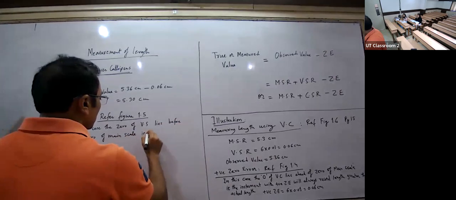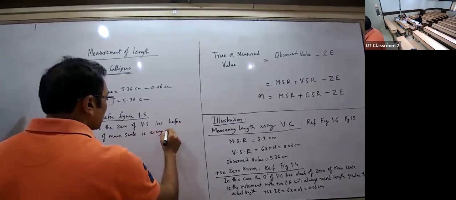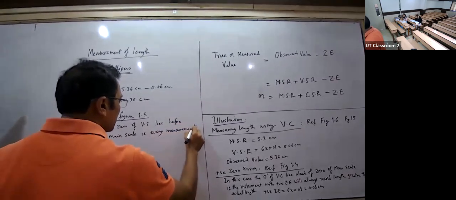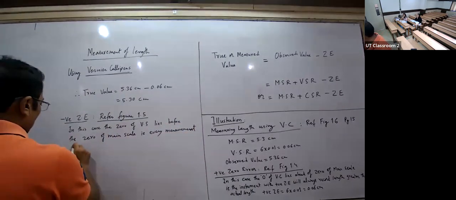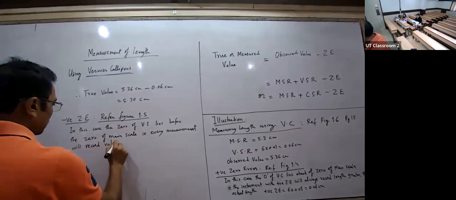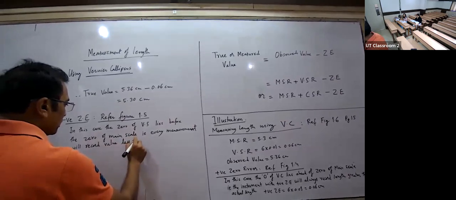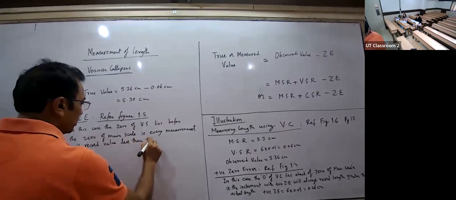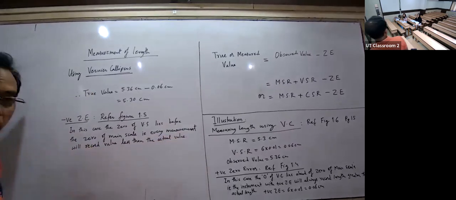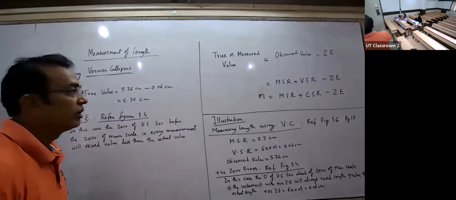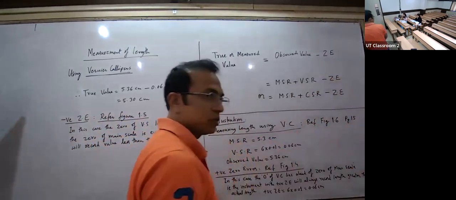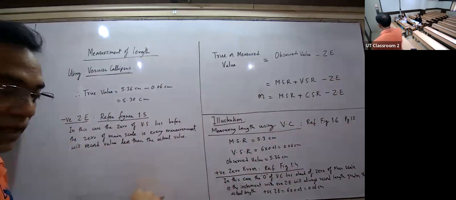That is, every measured value, every measurement, records a value less than the actual one. So while correcting, what you will do, we will have to add it. So to add it, what will we do? Minus Z. So zero error we record with a negative sign. So it will get added.